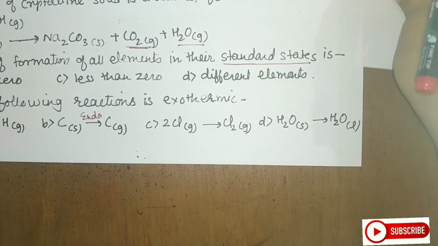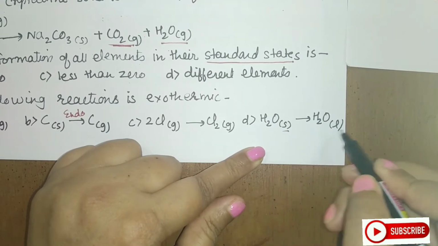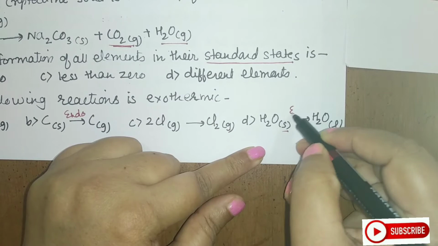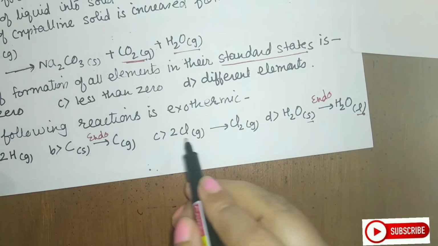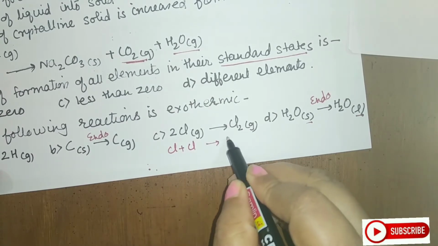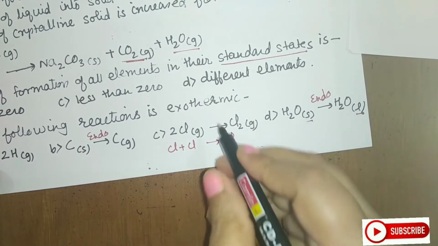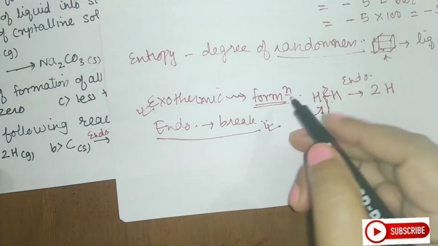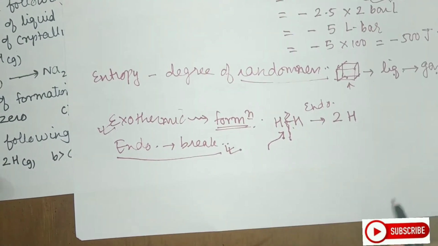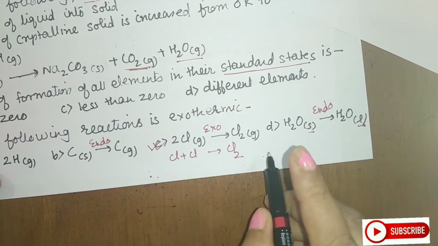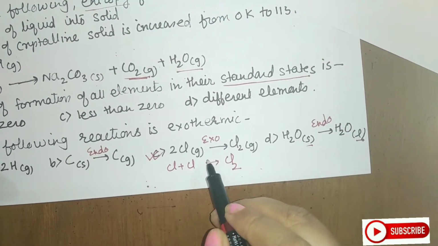Now, if you see the last option, here solid is getting converted to liquid. So here also you need to supply energy. So this is also an endothermic reaction. But if you see this, when Cl and Cl combine and a Cl2 molecule is formed, therefore this is an exothermic reaction. As I said, formation reactions are usually exothermic in nature because after formation, the energy decreases and the stability of the formed molecule increases, and therefore formation reactions are exothermic in nature.